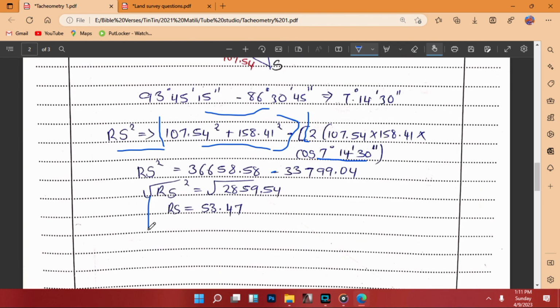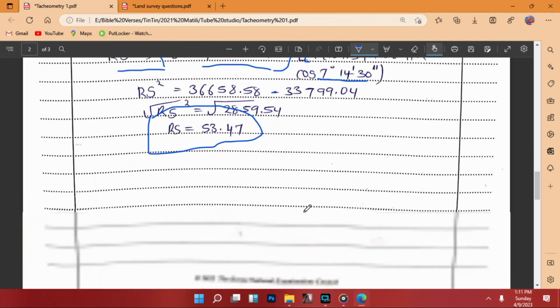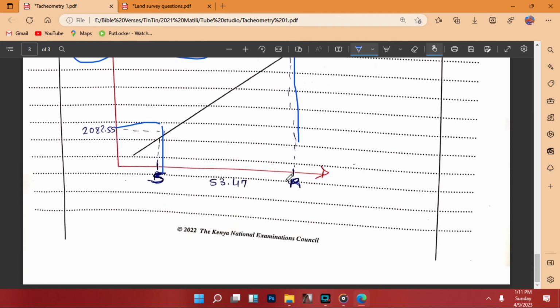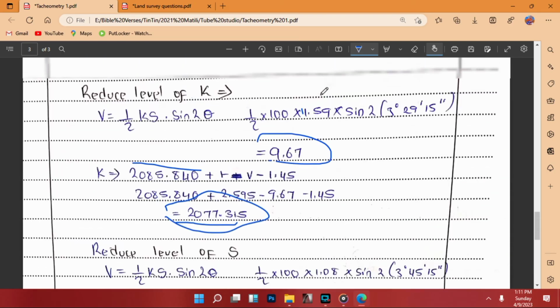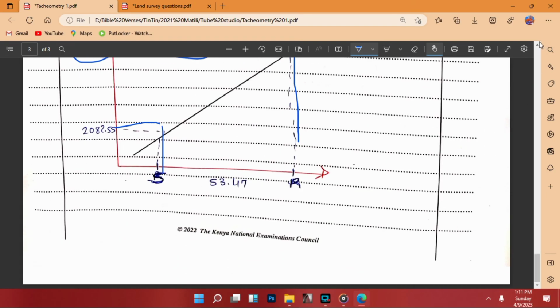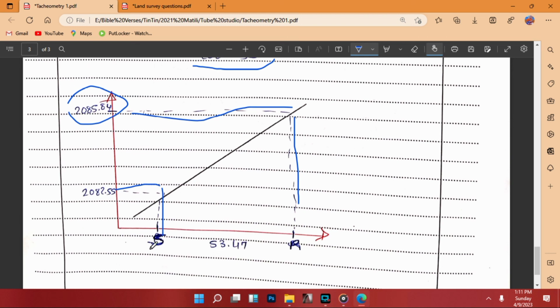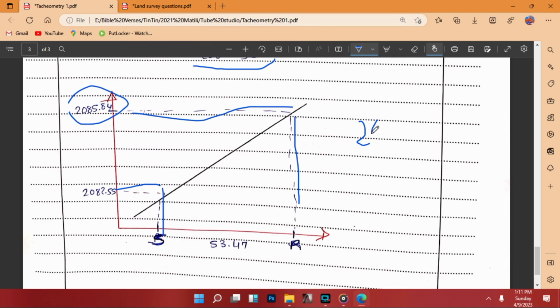So S and R is 53.47, that is the difference between those two. So when you find the difference between those two, you will find your gradient, and you will have finished that equation. So the gradient of this point will be that simple. That will be the reduced level of R minus reduced level of S over 53.47, and you will have gotten your answer. Simple as that. So that is everything.